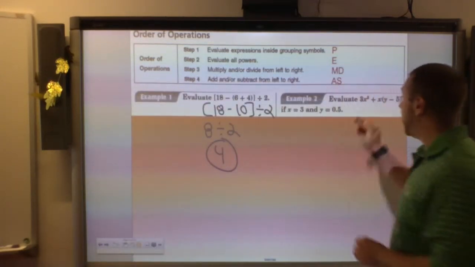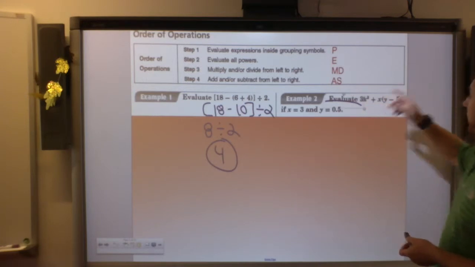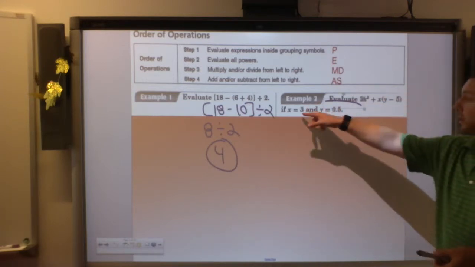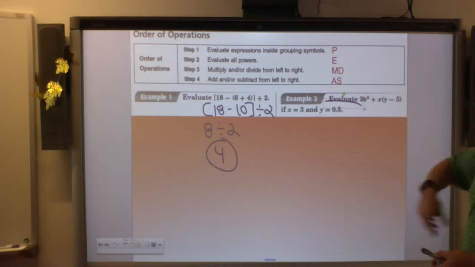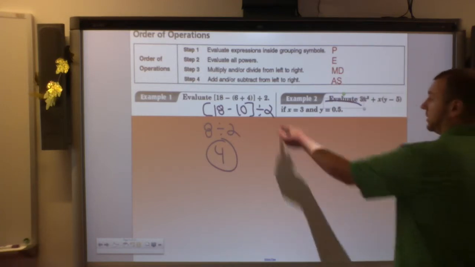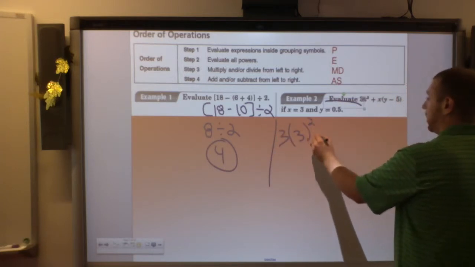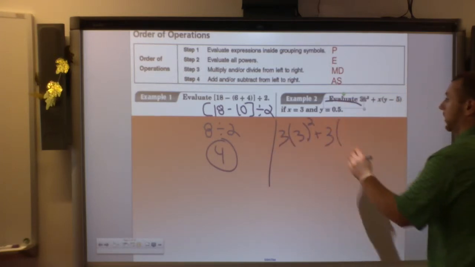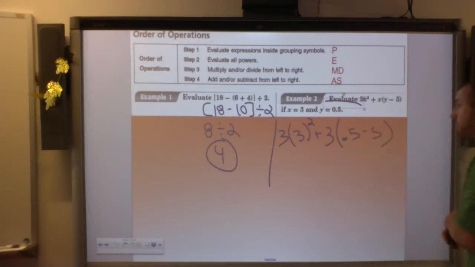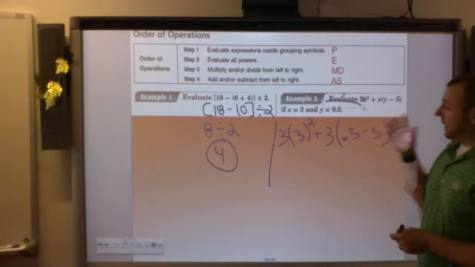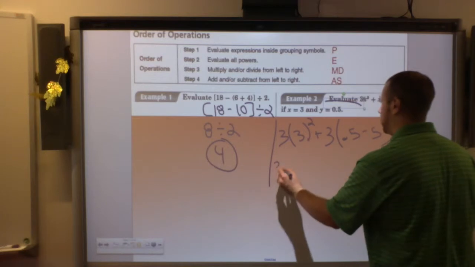When it says evaluate, that means I have a bunch of x's and y's, and I have to plug in 3 for x and 0.5 for y. So that's my first step in all of these. So I do 3 times 3 squared plus 3 parentheses 0.5 minus 5. Well, in this case, I would evaluate the parentheses first.